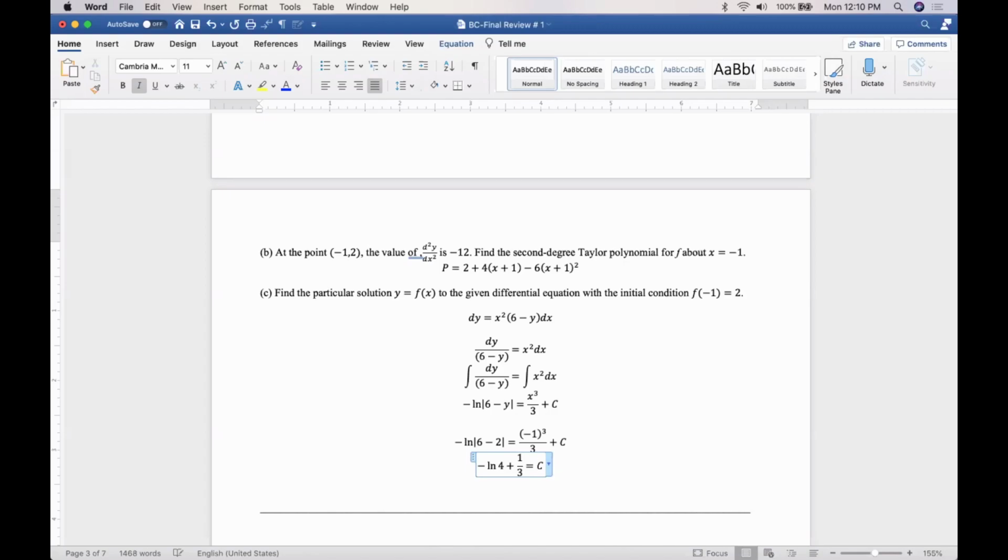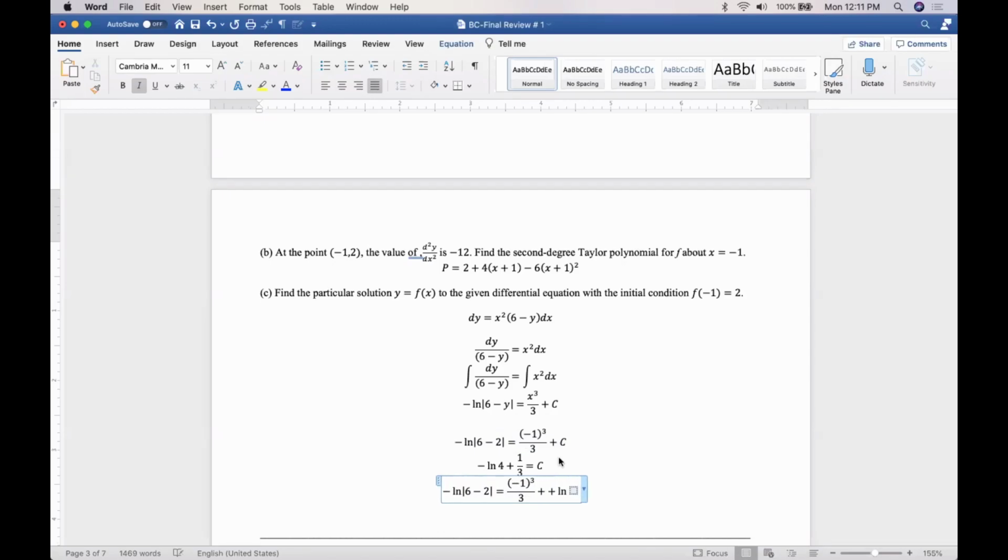And that's it. That's a C. So my equation is, and instead of the C, I'm going to put a plus ln of 4 plus 1/3. Is that right?